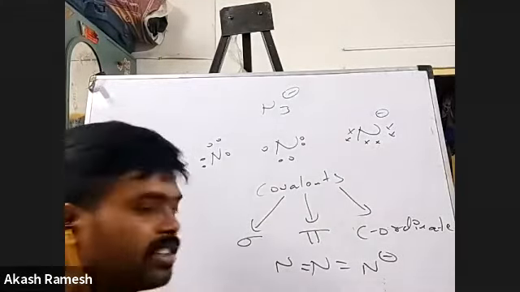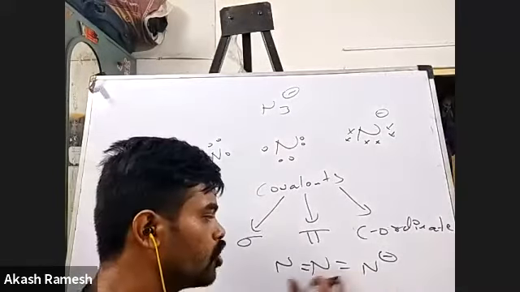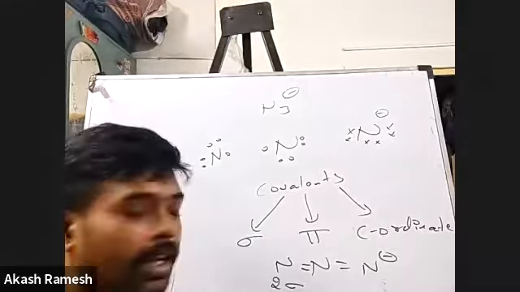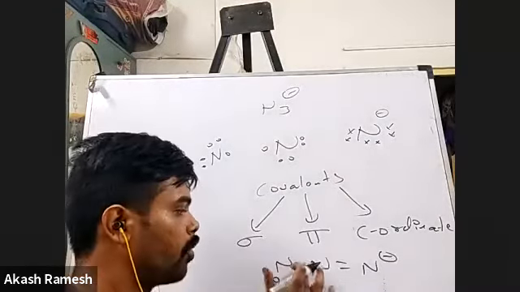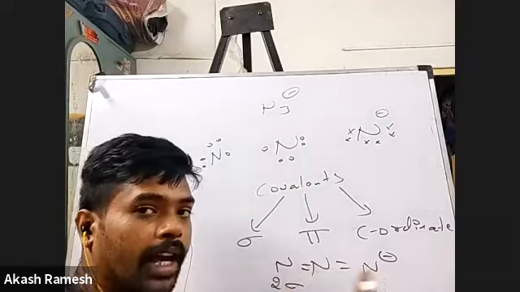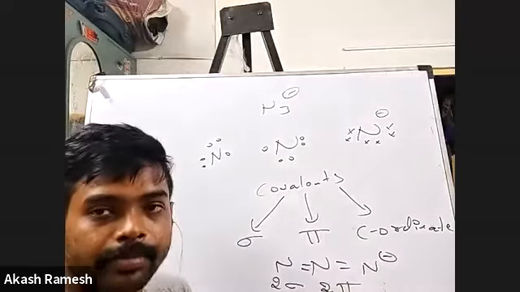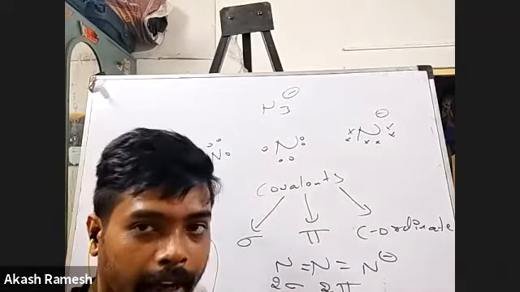Now tell me how many sigma and how many pi? 2 sigma, 2 pi. Correct. Between these two nitrogens, the first bond is sigma. Between these two nitrogens, the first bond is sigma. There are 2 sigma bonds. Now, between these two nitrogens, there is a second bond which is getting formed, so 1 pi. Again, between these two nitrogens, there is a second bond getting formed, so there will be 2 pi. Very simple.